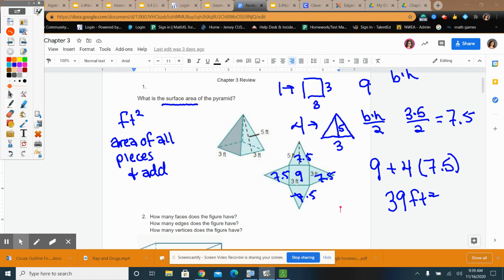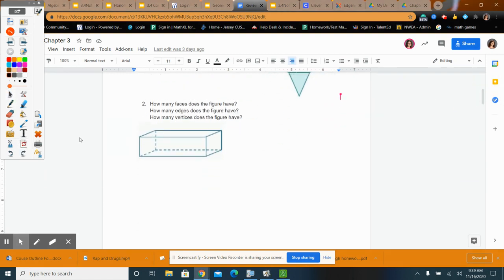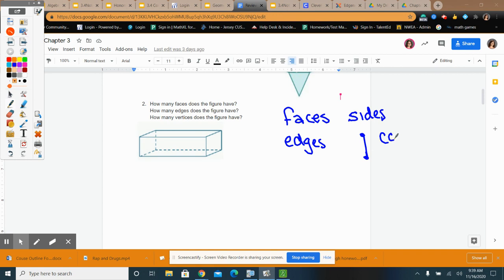Okay, question 2 is a vocab question. They want to see if we remember all these words. Okay, so faces are the sides. Edges are the corner segments. And then you have vertices, which are the tippy corner points, the corner points.